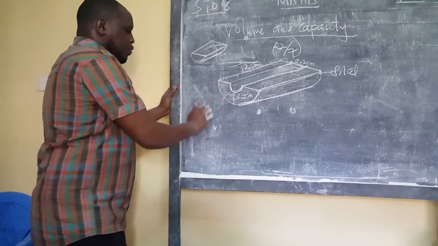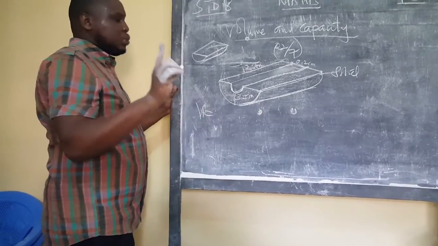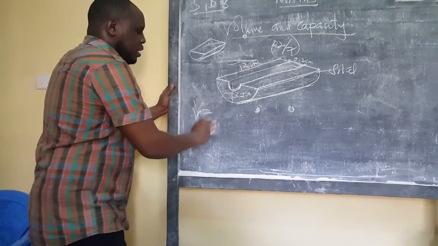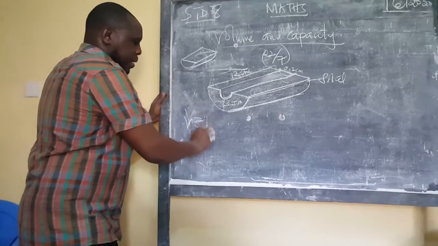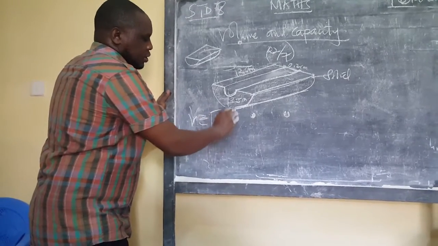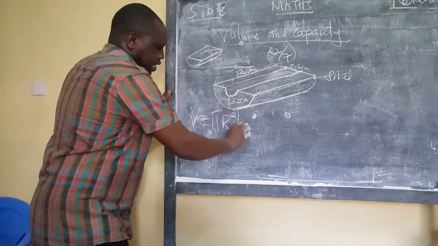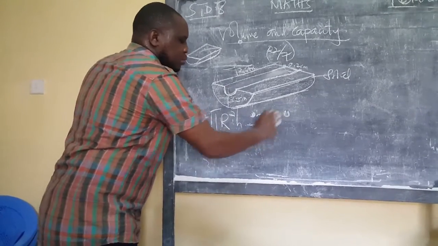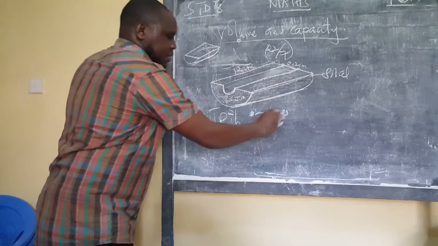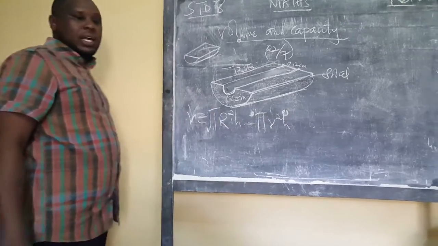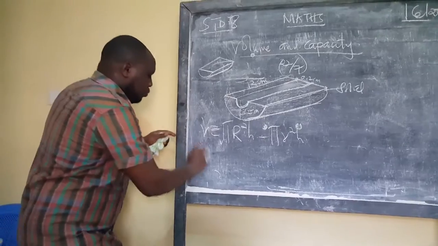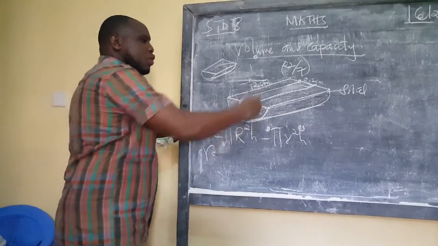The volume of the bigger one, I'm going to represent that with a big R. So the volume will be the volume of the bigger one, pi R squared H, subtract the volume of the smaller one, and I'm going to represent that with a small r, pi r squared H. So that you can just know what we are doing. So what is the volume of the bigger one?